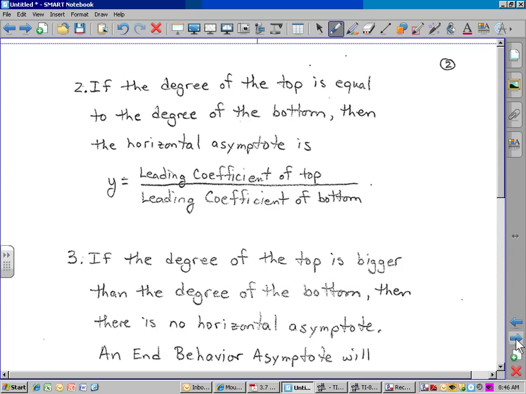Okay? A coefficient is the number in front of the variable. A leading coefficient is the number in front of the variable that has the highest exponent. So when you're comparing your exponents, look at the number out in front. If they're equal, the numbers in front will tell you where your horizontal asymptote will be. It will be some number other than 0. It could be 3, 2, negative 7. It could be any of those. We do that by dividing the two numbers.